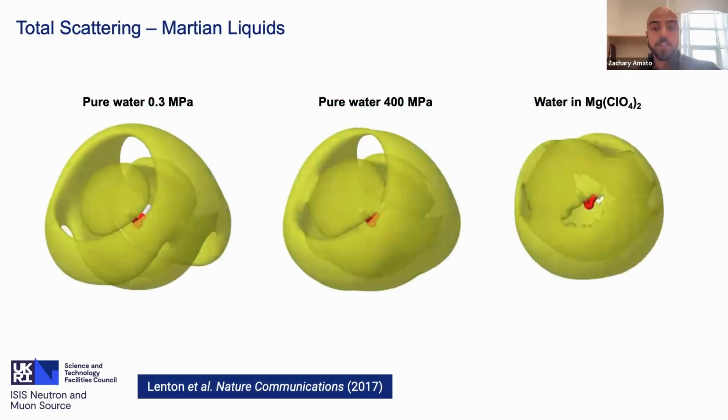For some examples, some of our long-term users have been studying the role of magnesium perchlorates in the subsurface water on Mars, using several instruments at ISIS. They did that thing of selectively swapping hydrogen and deuterium, and used this to find out that having magnesium perchlorate in liquid water makes the liquid water structure look like it's under massive pressure, even though they're not applying any external pressure. You can see this here, where this essentially shows how a water molecule is oriented around another water molecule. And you can see that in the presence of the perchlorate, it's much more compacted in.